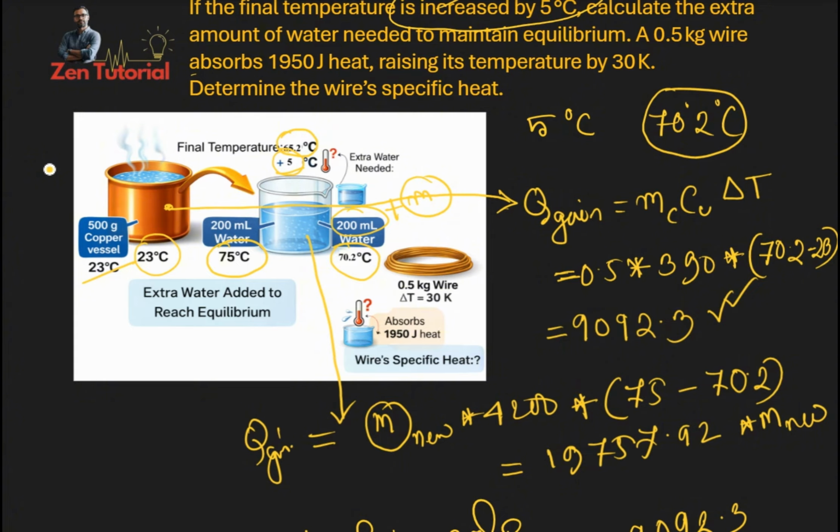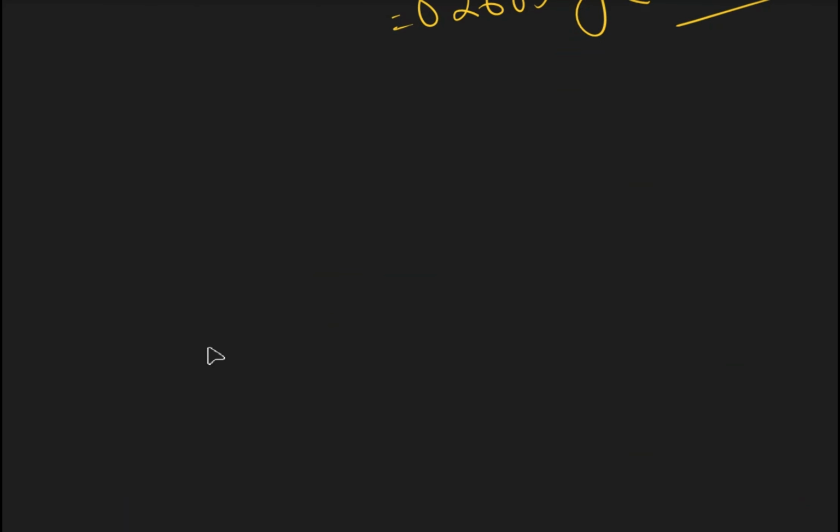Now the other part: 0.5 kg of wire is absorbing about 1950 joule of heat. As a result, the temperature rise is 30 Kelvin. Determine the wire's specific heat. So in this question we have to calculate the value of C of wire. This needs to be determined in this portion.